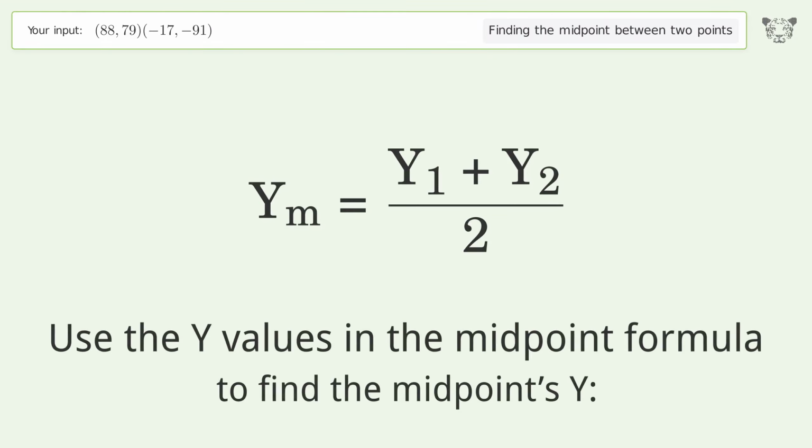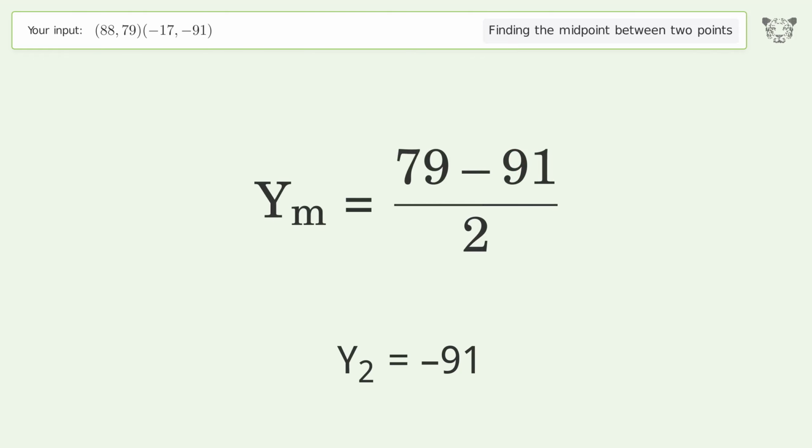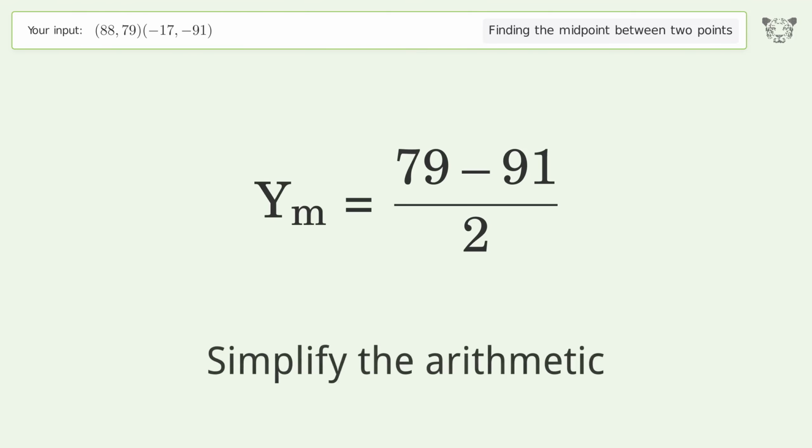Use the y values in the midpoint formula to find the midpoint's y. y1 equals 79. y2 equals -91. Simplify the arithmetic.